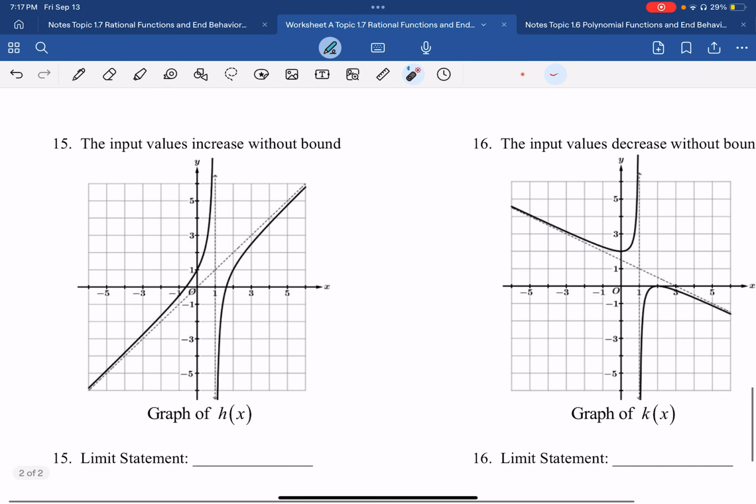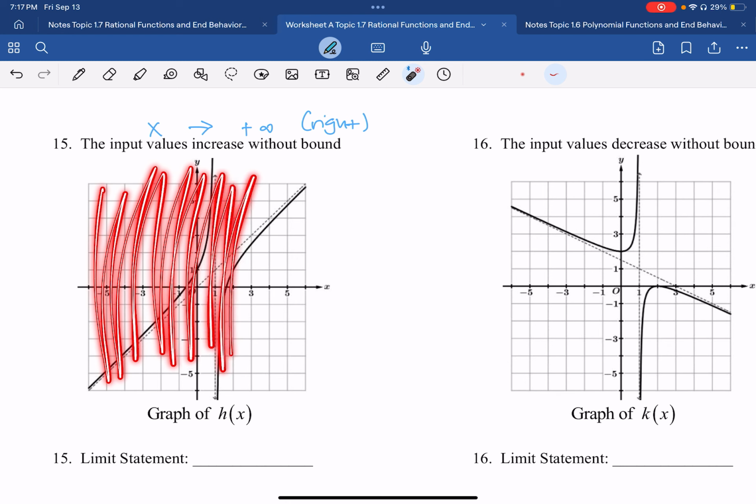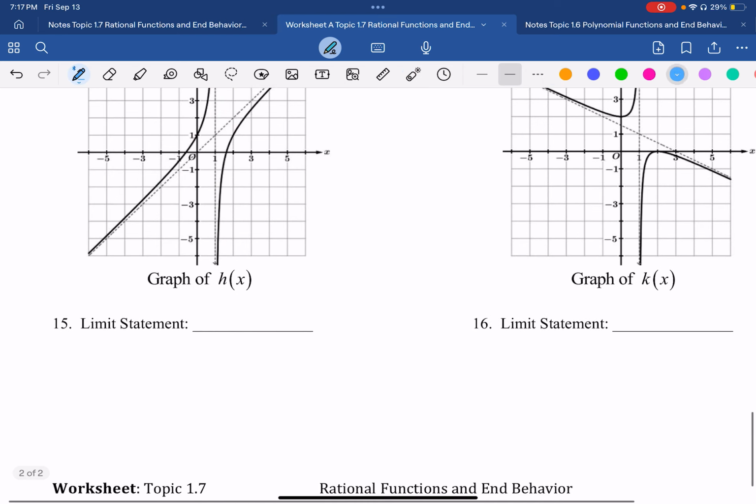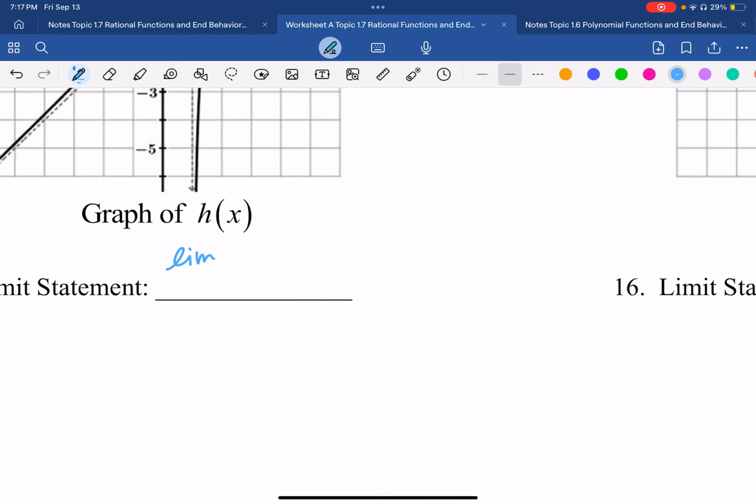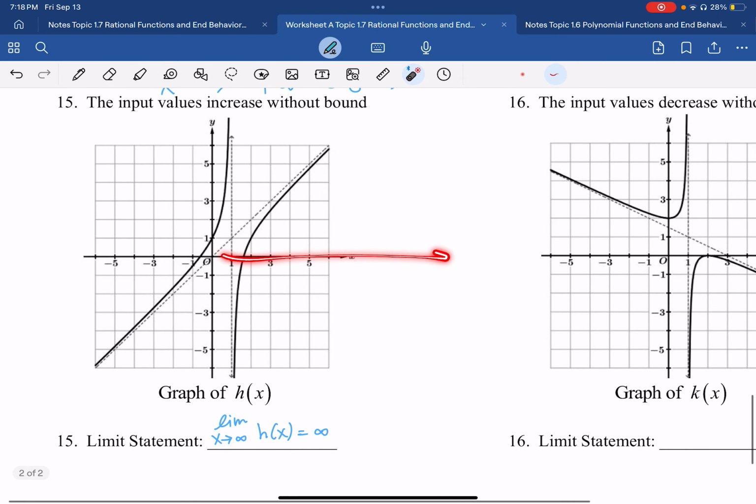Okay, let's do an example here. Here we have the input values, which is x, and increases without bound is positive infinity. So that means that we're going to the right. On this one, you're going to ignore everything on the left and everything in the middle. You see how this one has a slant asymptote and it's going up. That means that the right side is going up to positive infinity. So I'm going to write the limit as x approaches positive infinity. The graph of h of x is also approaching positive infinity, right? As we went all the way to the right, this graph goes up to positive infinity.